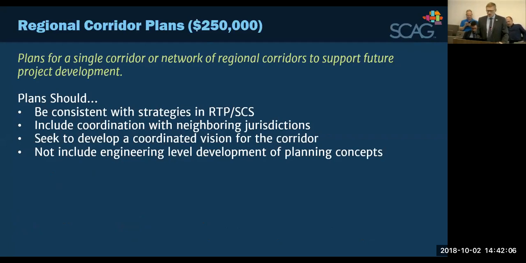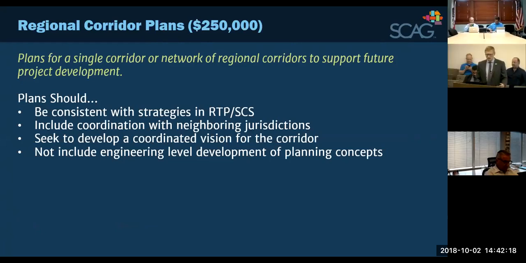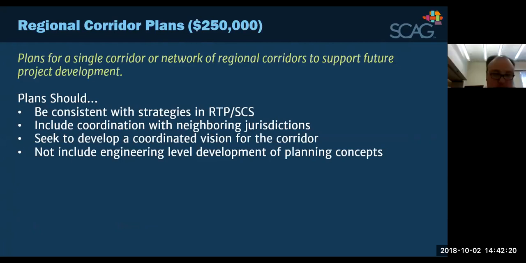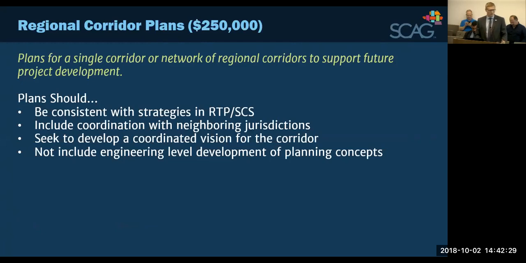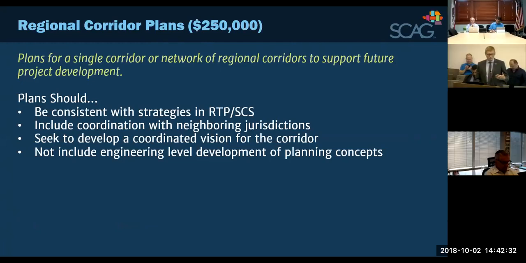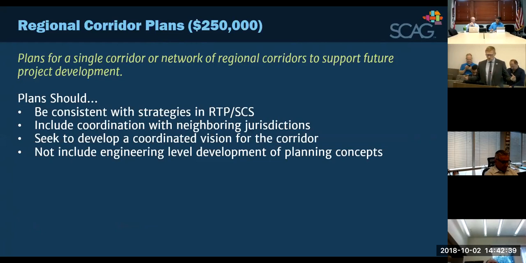Second category are regional corridor plans. This is where you may have a major arterial or a greenway network, and these are looking to really do that planning to tee you up for a grant application. So these plans as well should be consistent with RTP SES. They should include coordination with your neighboring jurisdictions if that corridor you're looking at is going to be going into major other jurisdictions or affect the travel from other jurisdictions. You should really be looking to develop a coordinated vision for the corridor.